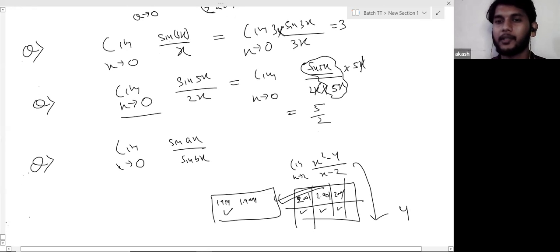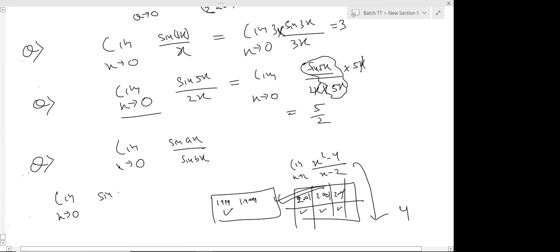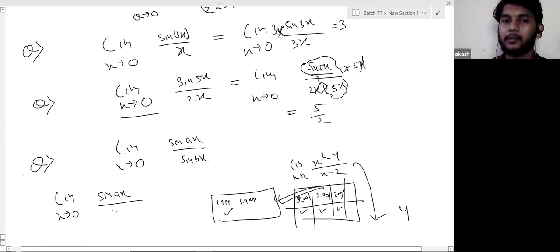This is a bit fast. All right. So limit x tending to 0. How to evaluate this? Sine ax. We want ax in the denominator, so multiply by ax and divide by ax. This is sine bx. We need bx in the denominator, so divide and multiply by bx. This becomes 1. This becomes 1. x and x is cancelled. The final answer is a upon b.